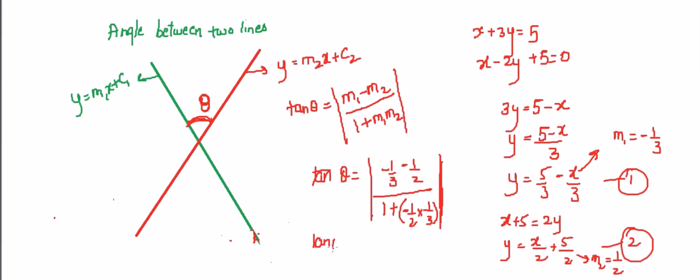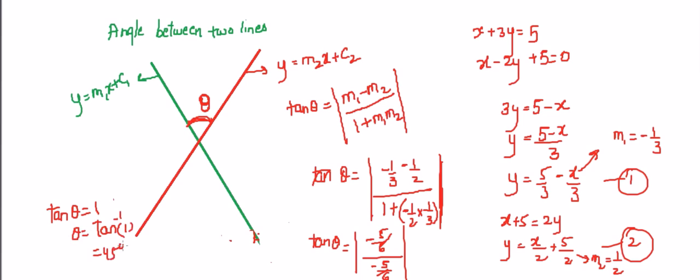So tan theta, if I solve the numerator, I'll get minus 5 over 6, and the denominator is also minus 5 over 6. So cancel it out, you'll get tan theta equals 1, and theta equals tan inverse 1, which is 45 degrees. So the angle between these two straight lines is 45 degrees. So this is how you can calculate the angle between straight lines.